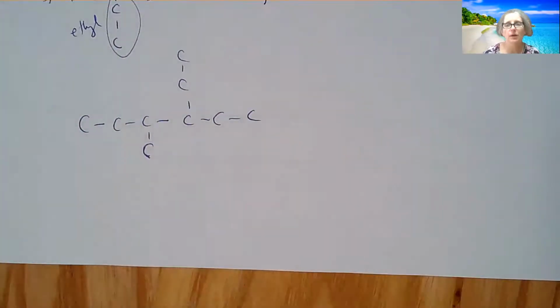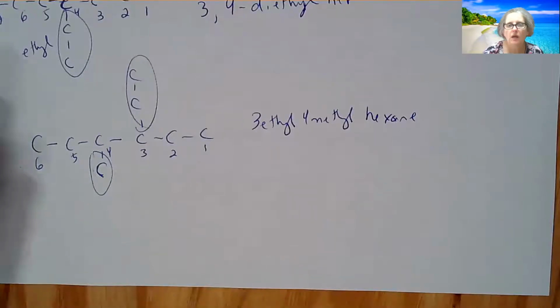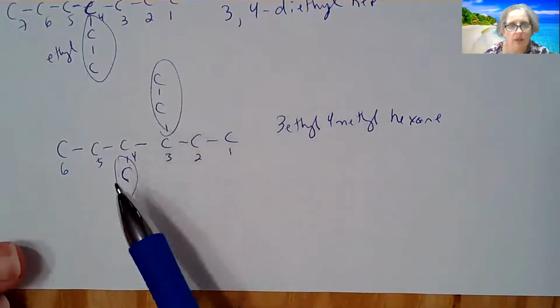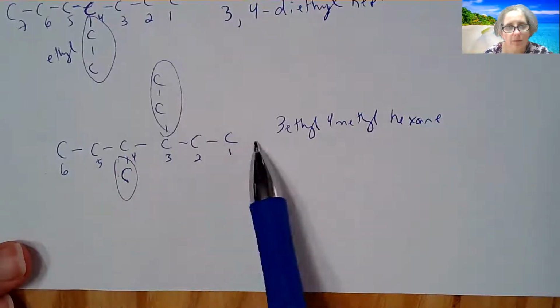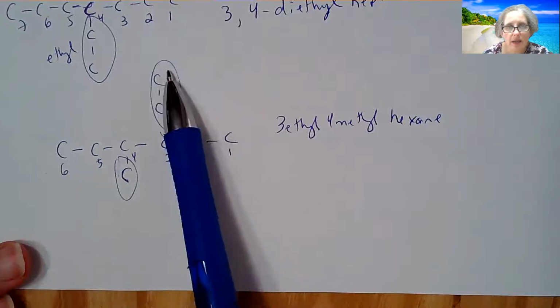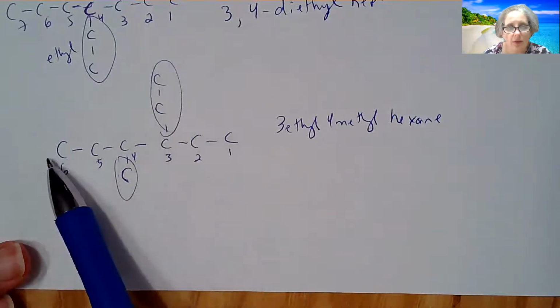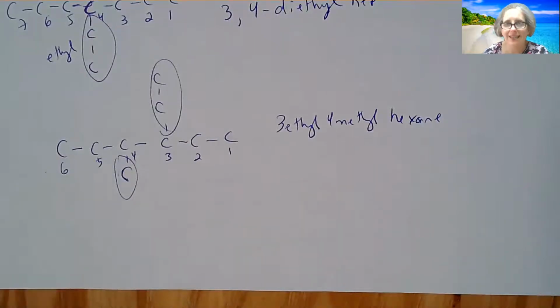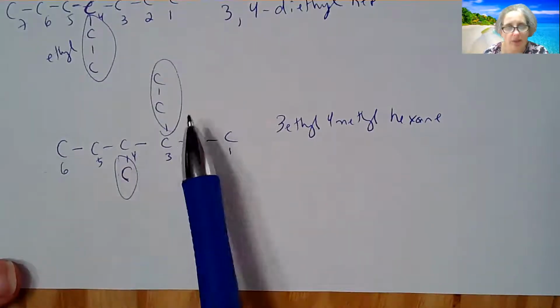So see if you could pause the video and see if you could name this. This one has a little bit of a different thing to think about. I had a methyl group and an ethyl group off the longest chain, which was 6. Because this ethyl group is off of the 3rd carbon and this methyl group is off of the 3rd carbon, you technically have what we call a tie in terms of the branching system.